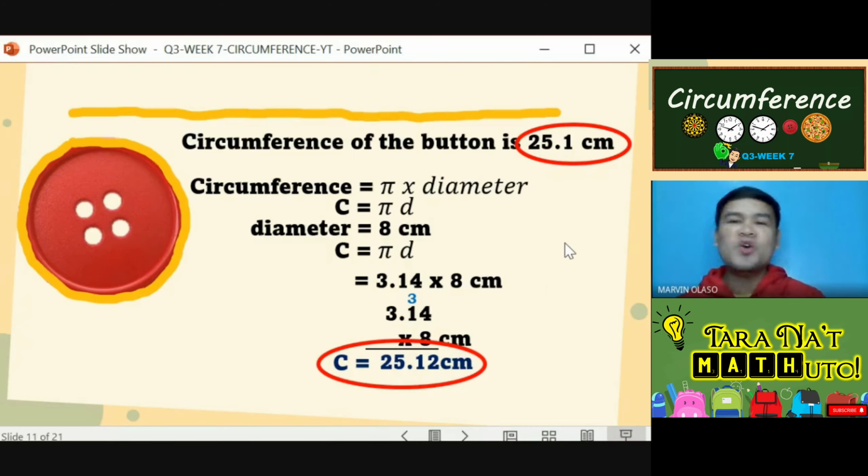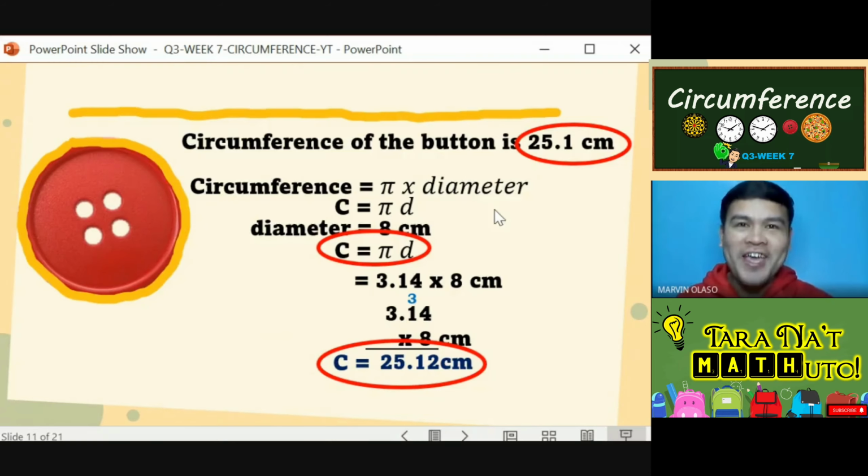Okay? So, it's up to you whether you want to use a yarn or a string in measuring the circumference of an object, or following the formula C equals pi d. Remember the formula. If the given is the diameter, just multiply the value of pi and the diameter. To make it easier to get the circumference, remember again the formula C equals pi d.